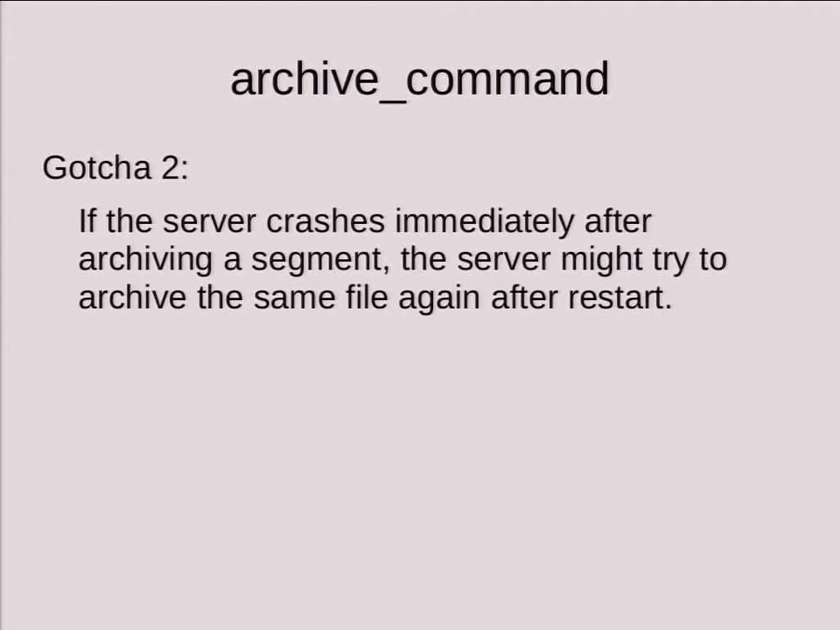So the second gotcha arises from the fact that if you follow the good administration practice that you never overwrite an existing file, there is actually no guarantee that Postgres won't try to archive the same file twice. Because it's entirely possible that after you've already archived a file, you crash. And the file was already archived, but Postgres didn't get the memo. It doesn't know that it was safely archived. So after you restart, it will try to archive it again.